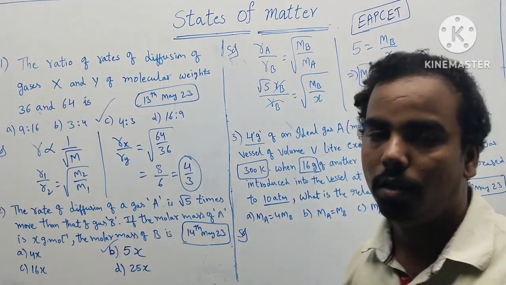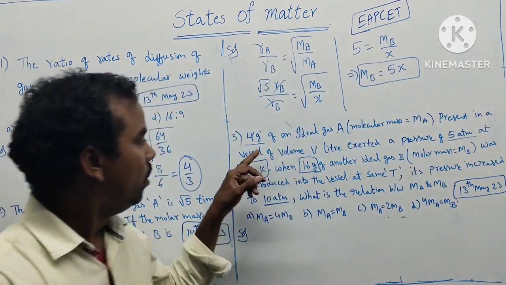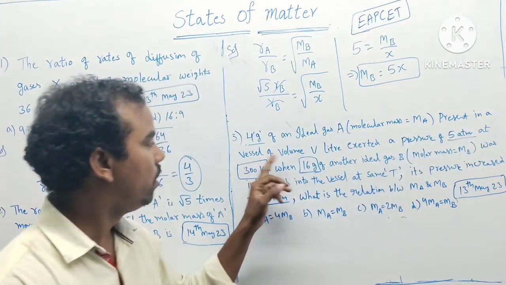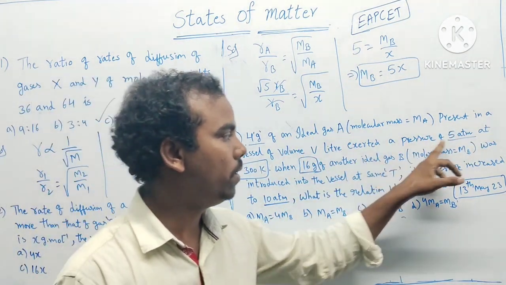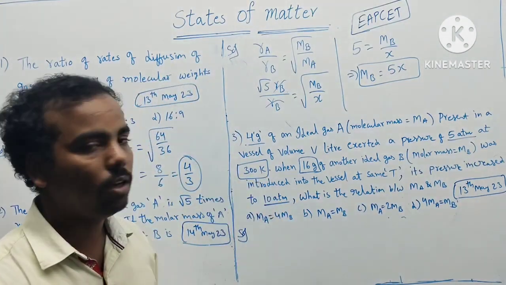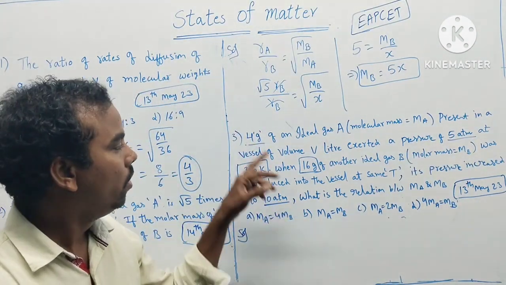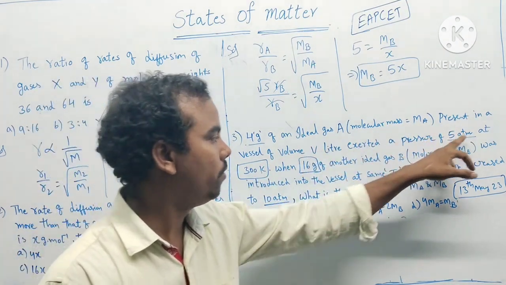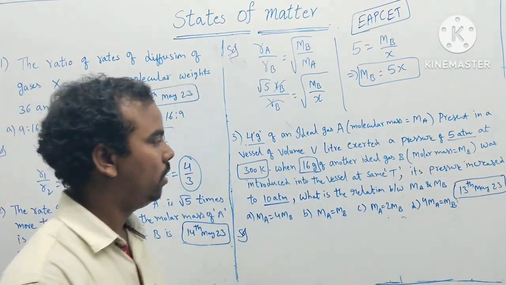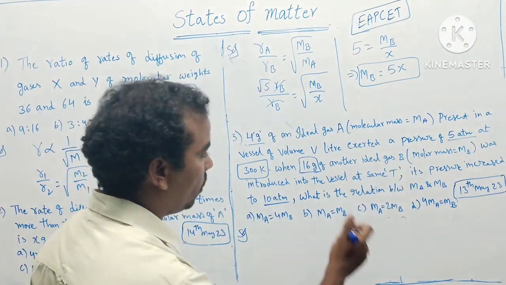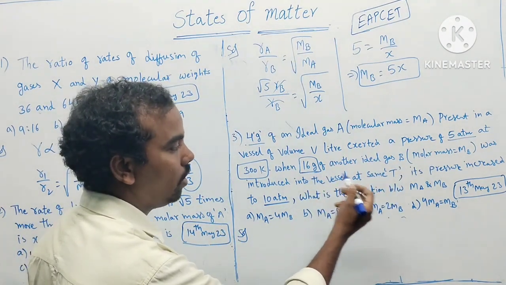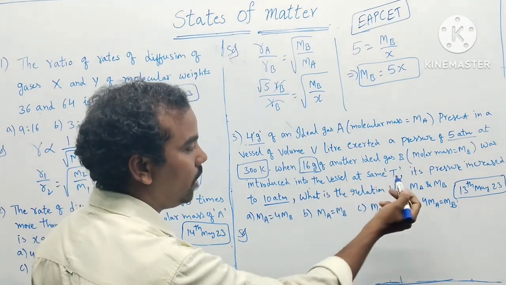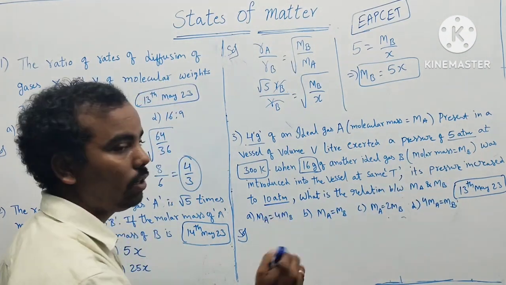So answer B. Next question: 4 grams of an ideal gas A present in a vessel of volume V liters exerted a pressure of 5 atmospheres at 300 kelvins. That is one condition: weight is given, molar mass is given, volume V liters, pressure 5 atmospheres, temperature T. Another ideal gas is 16 grams in weight, with molar mass Mb, the same volume and same temperature, and the pressure is increased to 10 atmospheres.